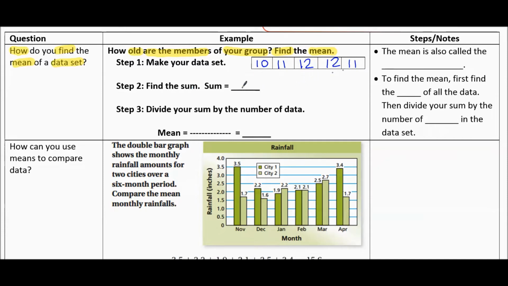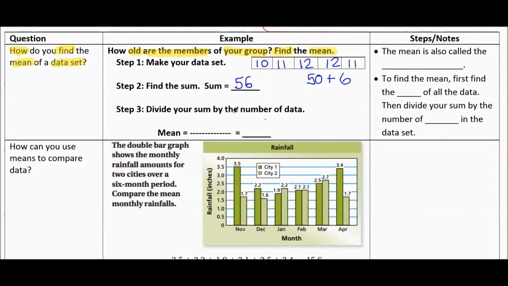How do we find the mean? Well, the mean is like the average. You first find the sum of the data. That's 10 plus 11 plus 12 plus 12 plus 11. And the way that I'm going to do this is, how many groups of 10 is this? It's 5 groups of 10. That's 50. Now I'm going to add the ones. That's 1 plus 2, 3, plus 2 is 5, plus 1 is 6. So 50 plus 6, that's 56.